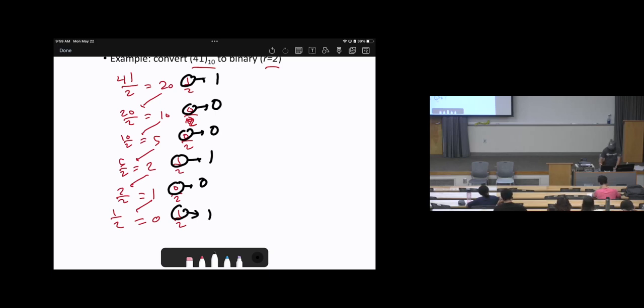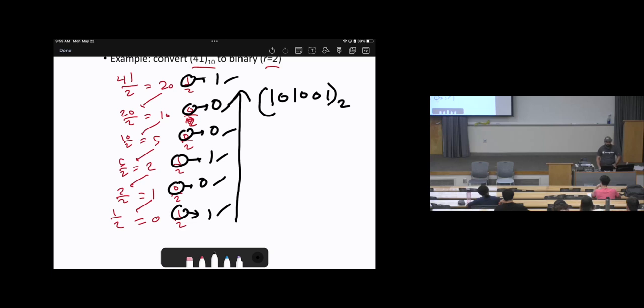Then start from the bottom to the top. Put brackets. Start with 1, 0, 1, 0, 0, 1. Then put the number 2 here. So our main target is to reach 0. Once it's 0 over 2, then that's it. Stop here. Okay, clear? Now, can we validate this? Like, prove this is true. Use the radix representation.